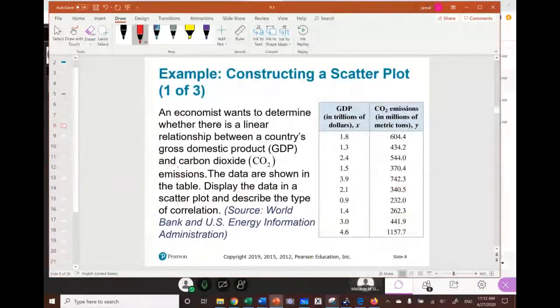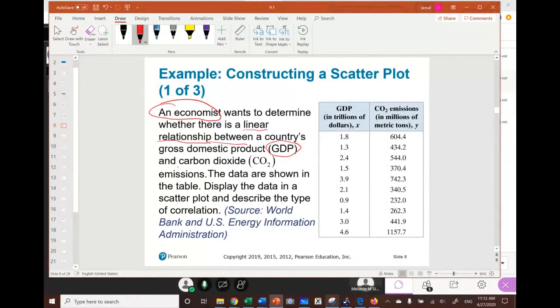Okay. Now, this is just an example. In this example, there is an economist who is trying to see if there is a linear relationship between two things: the country's gross domestic product, which is GDP, in other words, the country's wealth, and carbon dioxide, CO2 emission, in other words, pollution. Do you think there is a relationship between wealth and pollution?